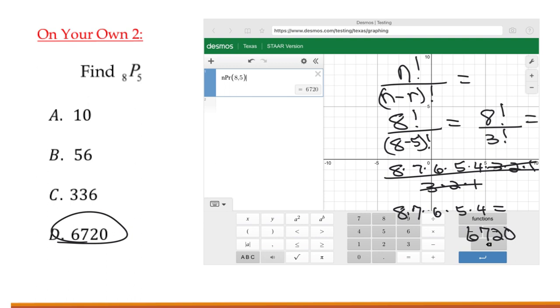Can I use Desmos to find these values? Absolutely. The formulas are going to be on the formula sheet for those who have to take the SOL test, but we do not have to use the formula. We can just type it into Desmos.